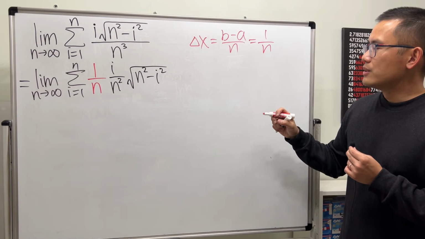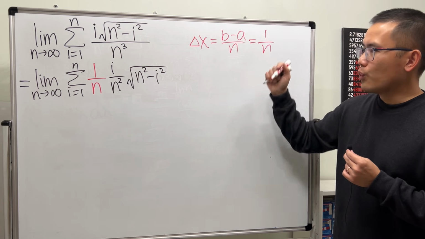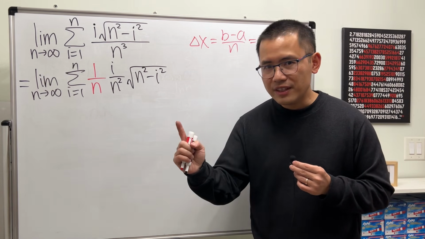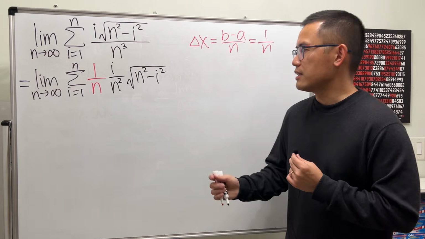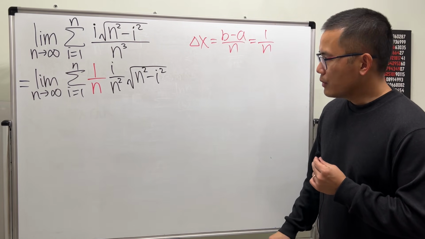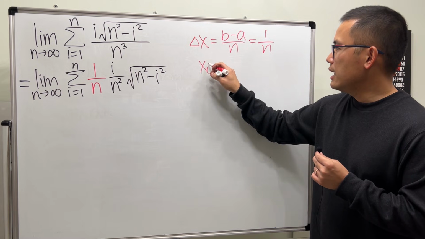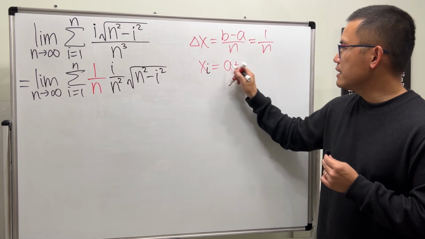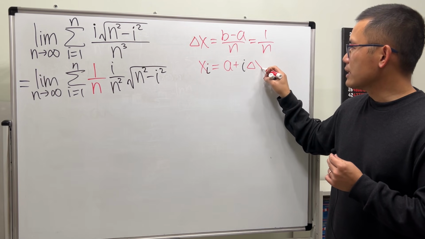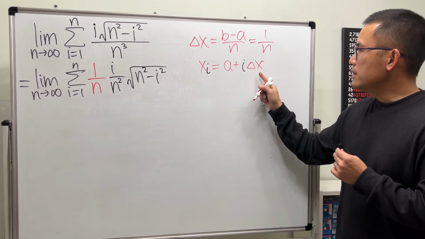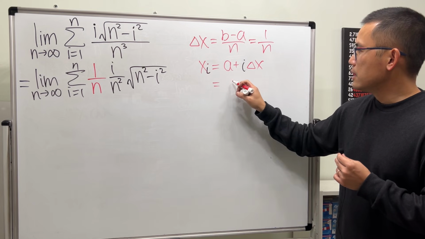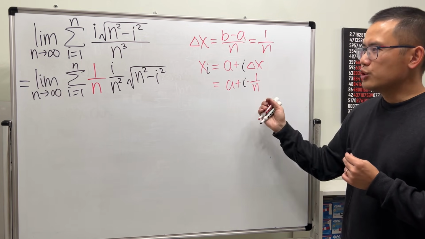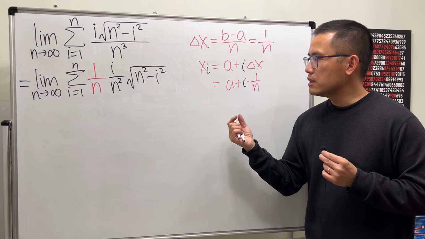Okay, so that means b minus a is equal to 1. So if we start at 0, we have to go to 1. If we start at 17, we go to 18, etc. Next we have to remember that x_i is equal to a plus whatever the i is times delta x. So in this case, we should focus on a plus i times 1 over n. So we should focus on the i over n part.